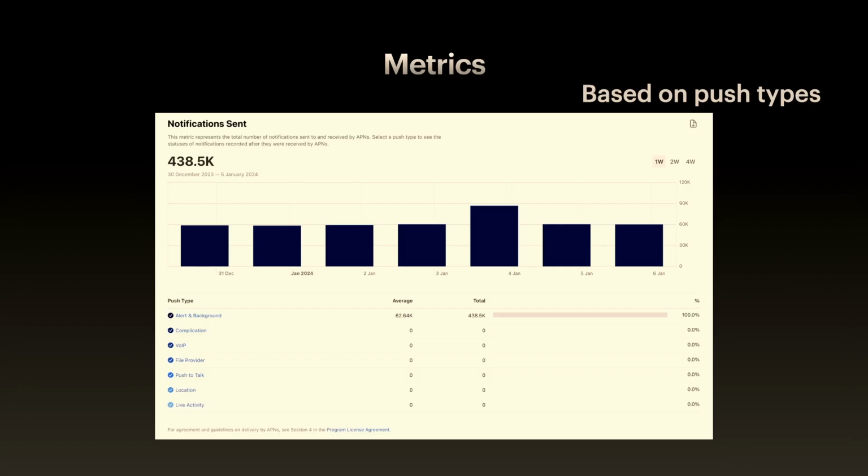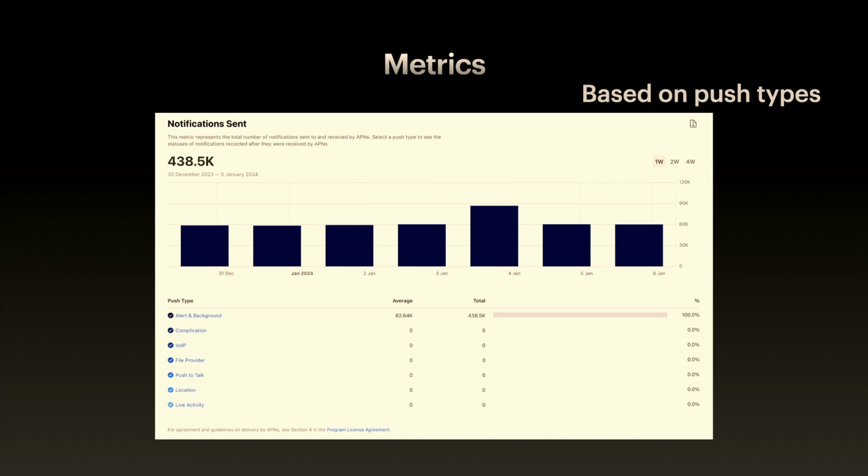The next important feature that was added in the console is the metrics tab. It gives you the stats of the number of notifications that were sent. You can filter it on a weekly, bi-weekly, or monthly basis, whatever metrics you want to look into. And it further divides the notifications into types of notifications.